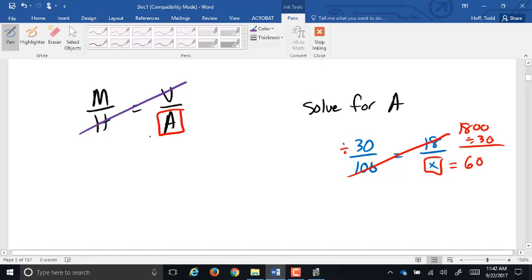Cross multiply. H times V is H times V. And then divide by M. So A would be H times V divided by M.